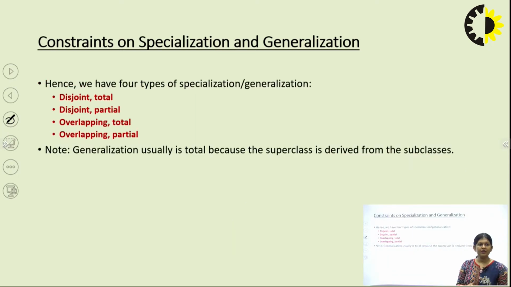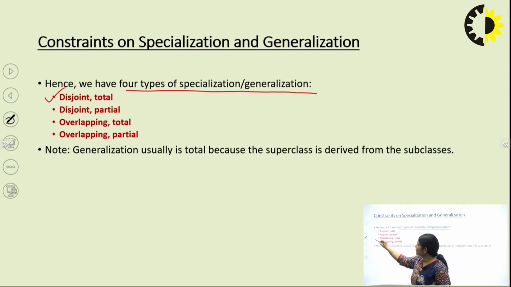So if we do the combination of these constraints, it is very important that we have 4 types of specialization generalization. First is the disjoint total, that is the members of the superclass are specialized in the subclasses, they do not overlap. And total. Disjoint partial, that is there are certain members, they are disjoint, but some of the members of the superclass do not belong to the subclass.